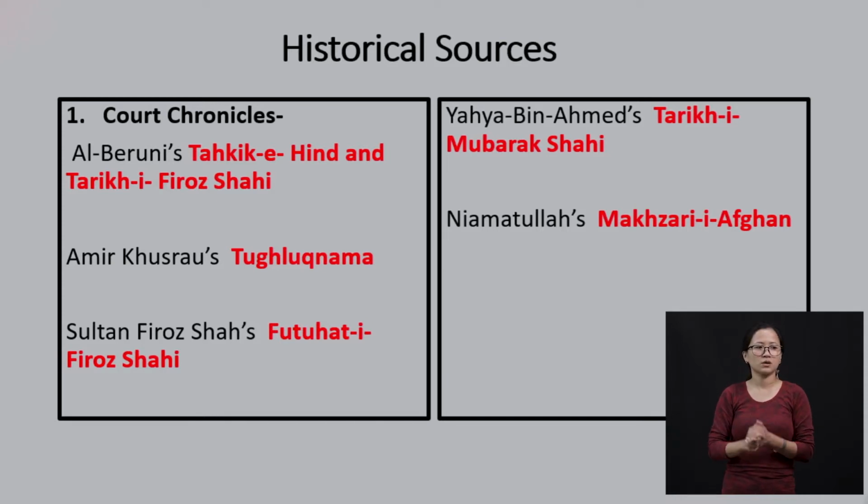Sultan Firoz Shah has written Futuh-e Firoz Shahi. Yahya bin Ahmad has written Tarikh-e-Mubarak Shahi. And Ni'amatullah has written Makhzan-e-Afghani. So remember, they were all Afghans and Turks. So these were the people who wrote about the history of that era or of that particular sultan.